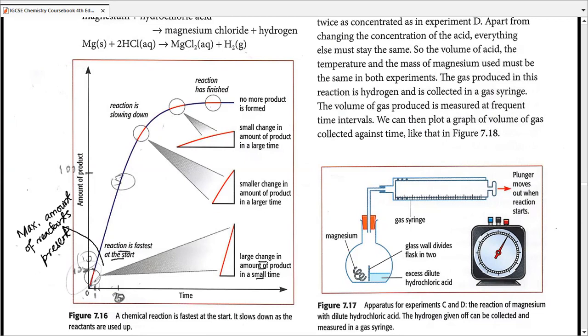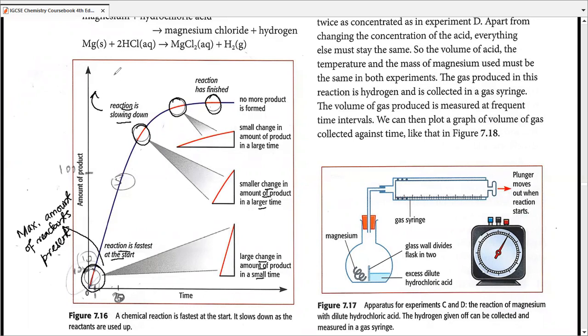Now, moving on, we see that this slope starts becoming less and less steep. Instead of going straight up, this starts to flatten down. So we have other points. Apart from this point, we have 4 more points that have been probably explained for this graph. This one tells us that the reaction is slowing down. Now we're getting a smaller change in the amount of product over a larger period of time.